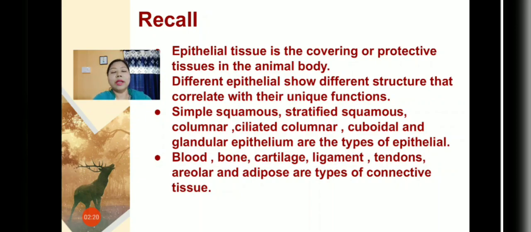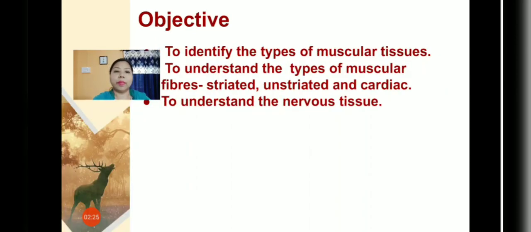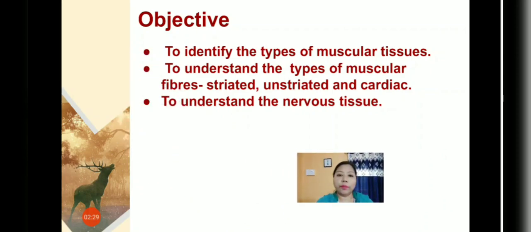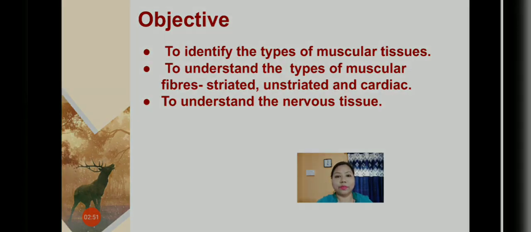Fine. So now let us look at today's objectives. Today's objective is to identify the types of muscular tissues. After today's class, you will be able to understand the types of muscular fibers, that is striated, unstriated and cardiac. You'll also be able to understand about the nervous tissue.